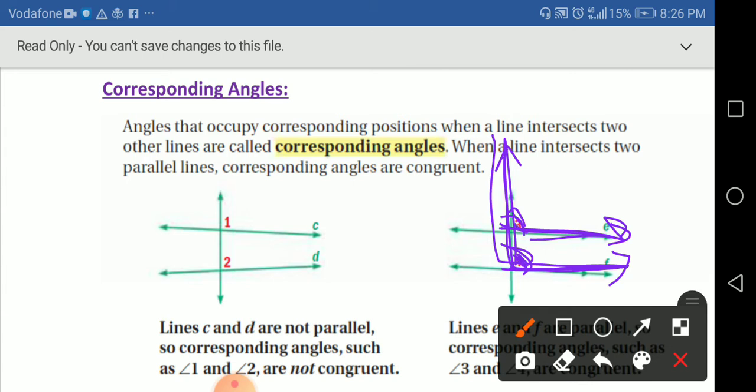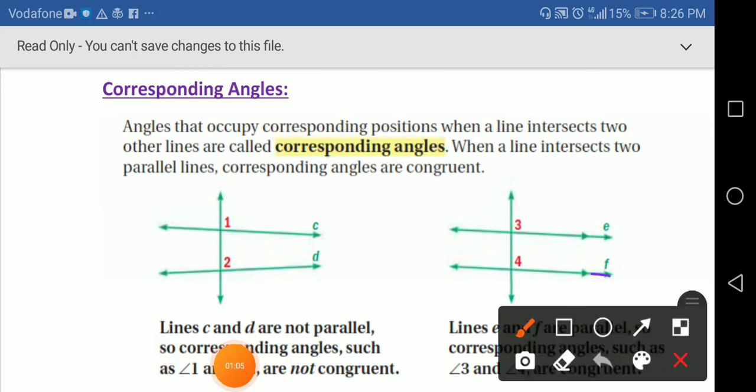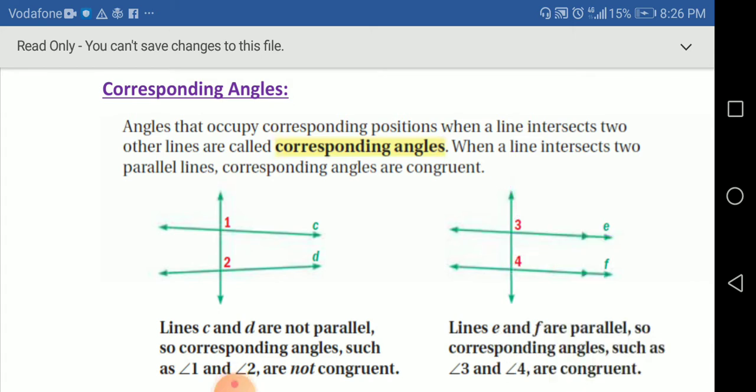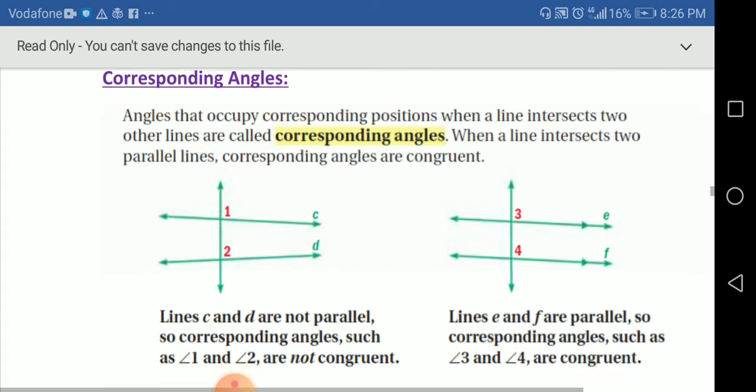Those two angles are congruent. Again, I want to show it to you. This is the F, and I've got two angles, so they are congruent. Okay guys, but in this figure they are not congruent. Why? Because the two lines, line C and line D, are not parallel lines, so the angles are not congruent.